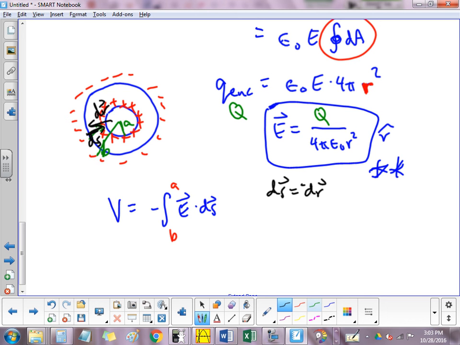So I'm going to replace the ds with a negative dr. It's going to look like this. This will be a positive. This is a B, an A, and an E field. Oh, and the theta is exactly 180. That produces another negative. Okay.